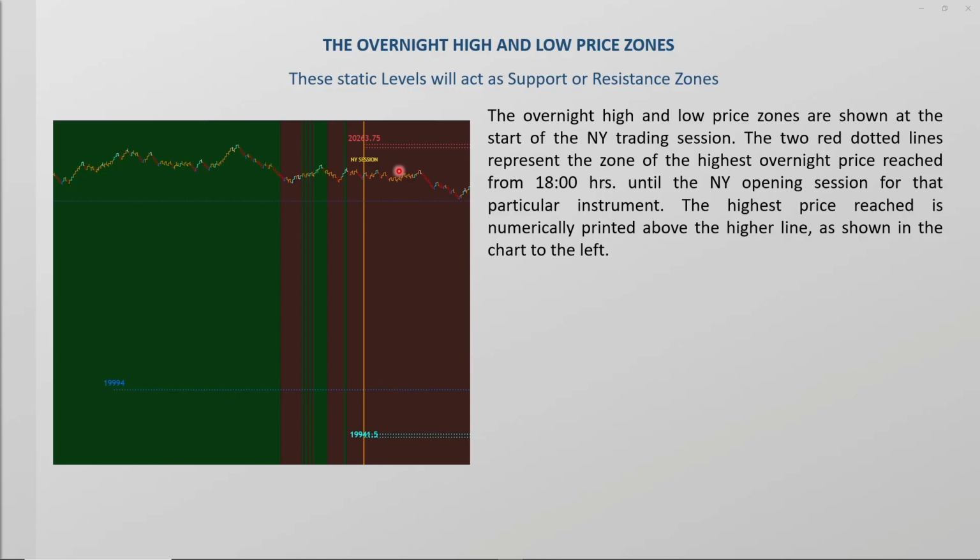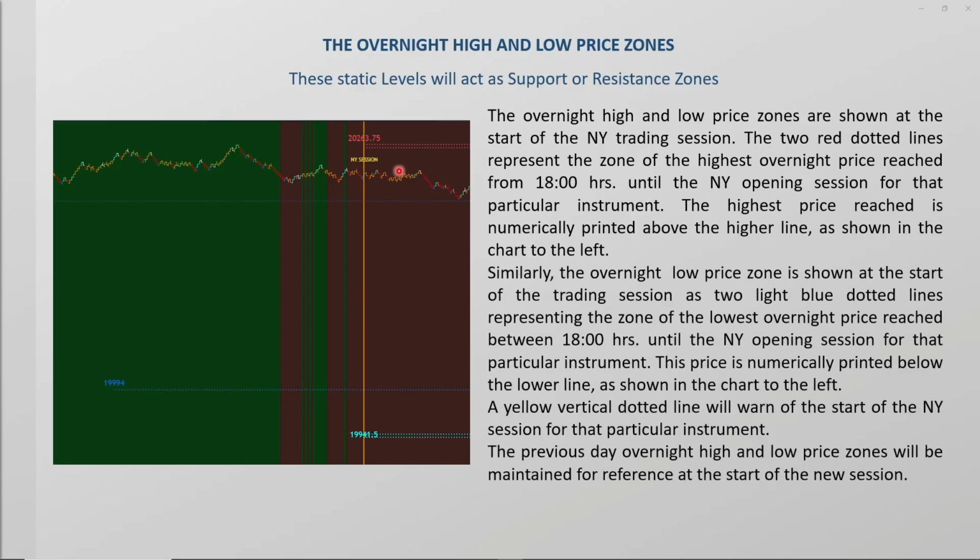Similarly, the overnight low price zones are also printed at 9:30 in the morning for the equity indices, and it represents the lowest price reached between 1800 hours and the start of the New York opening session.